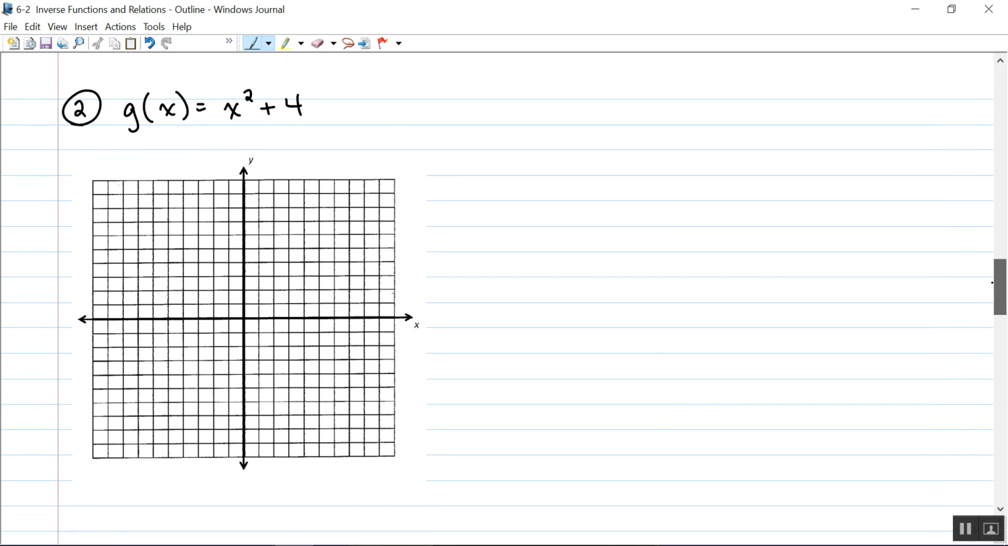Let's take a look at a second example here. Here we have g of x equals x squared plus 4. So let's go ahead and do some algebra and come up with the inverse of that. So I have y equals x squared plus 4. Switch x and y. And then let's solve that for y. So subtracting 4 on both sides. And then I'll take the square root of both sides, so I'll get y equals plus or minus the square root of x minus 4.